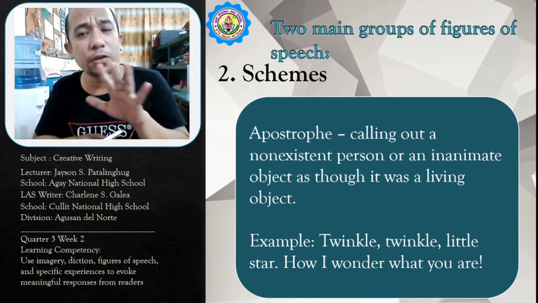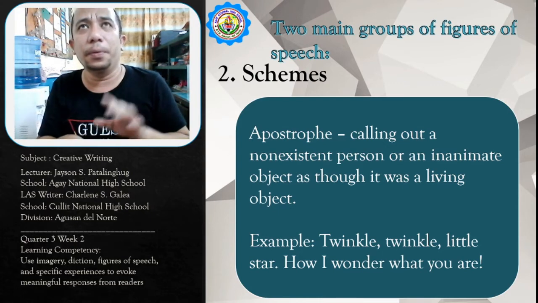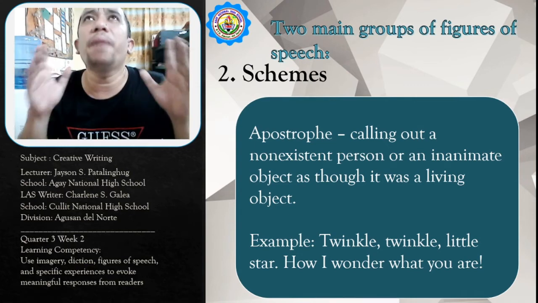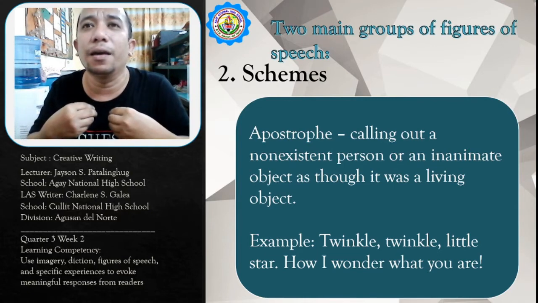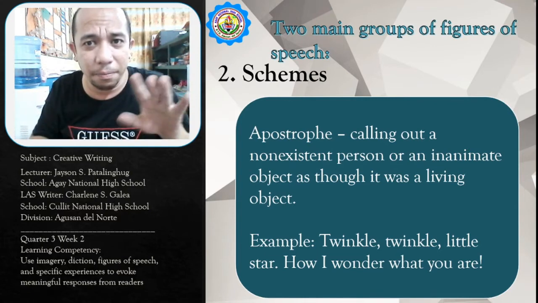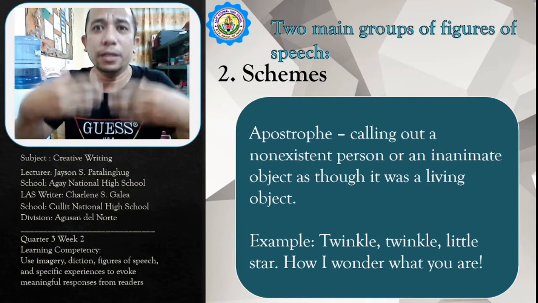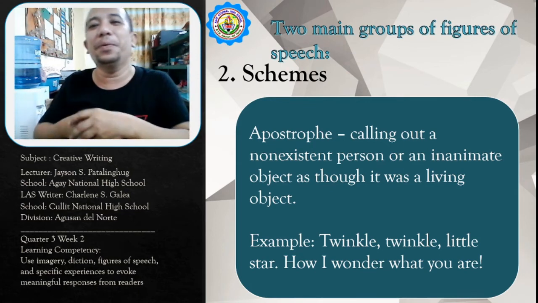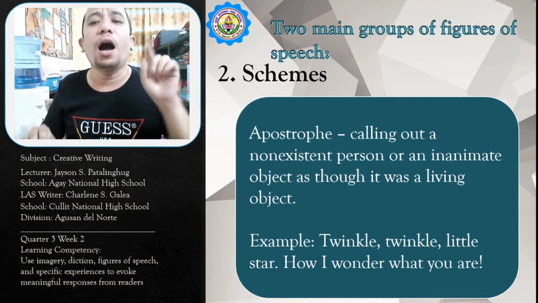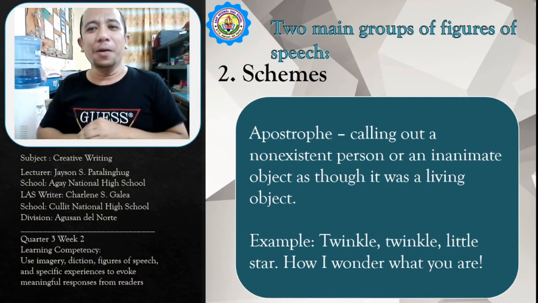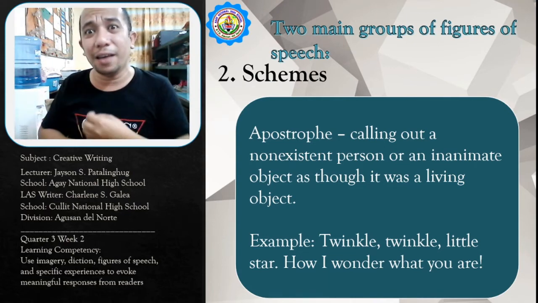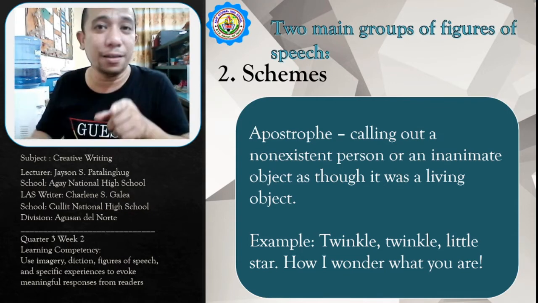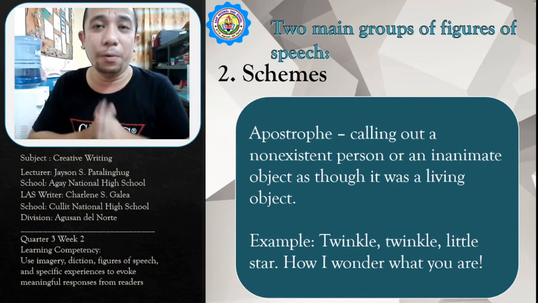Or something that is not present. For example, you're going to say, Virgin Mary, please talk to me. Well, the Virgin Mary is not actually there, but you are talking as if the Virgin Mary is right in front of you. Or let's say you use the example in the book, Twinkle, twinkle, little star, how I wonder what you are. You are talking to the star as if the star is a living person, but the star is not a living person. That's what we call apostrophe.